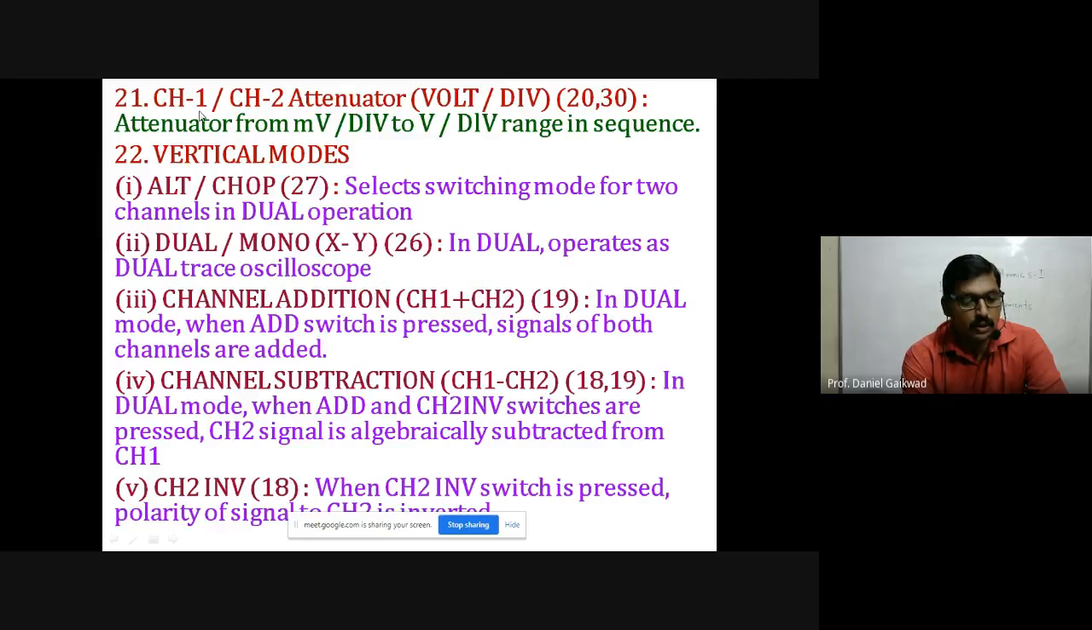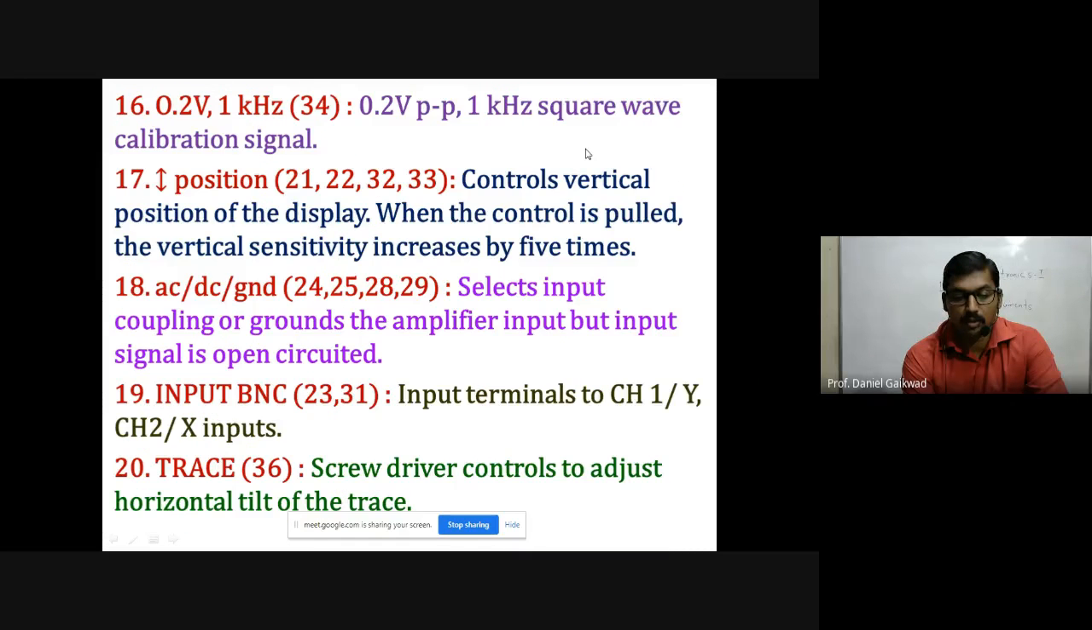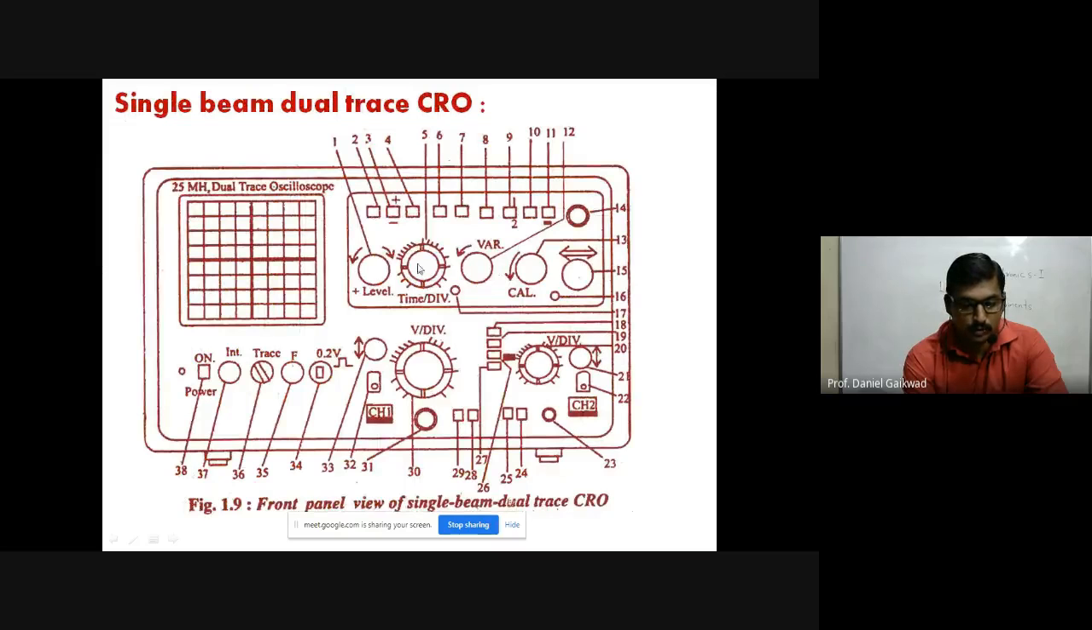Okay, next is number 21, channel 1 or channel 2 attenuator, volt per division. One of the important knobs. For channel 1 and channel 2 we have separate volt per division controls, that is number 20 and number 30. So it has different ranges: the attenuator ranges from millivolt per division to volt per division in sequence. Again, we have a number of ranges of volt per division or millivolt per division for channel 1 as well as channel 2, marked as 20 and 30. Check the diagram here, 20 and 30 number. So check carefully.